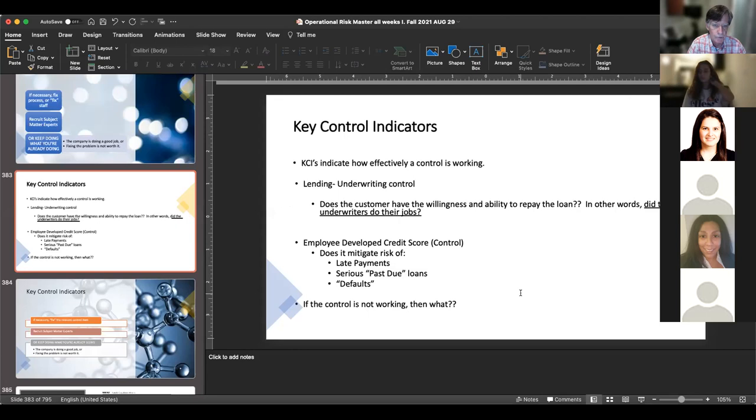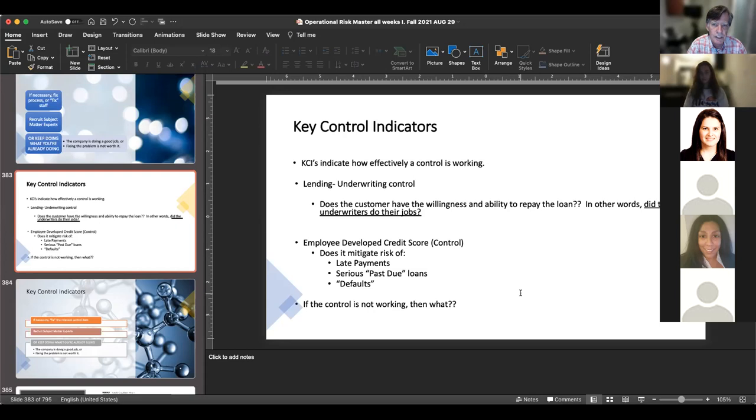So the next key risk indicator we have are key control indicators. And we've talked about these examples before. Did the underwriters do their jobs? The underwriters in the operation group, have they determined that the customer has the willingness and the ability to repay a loan?